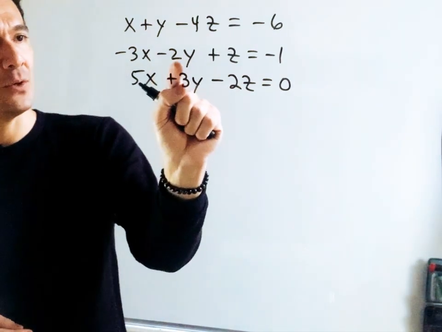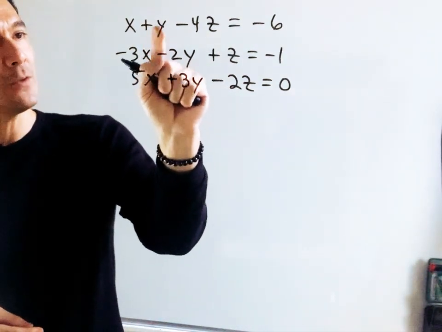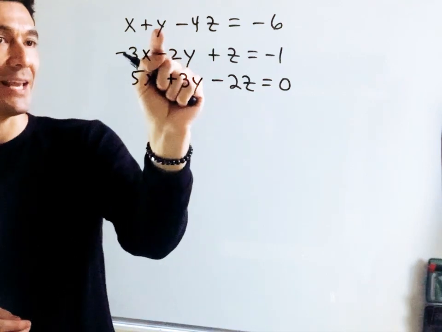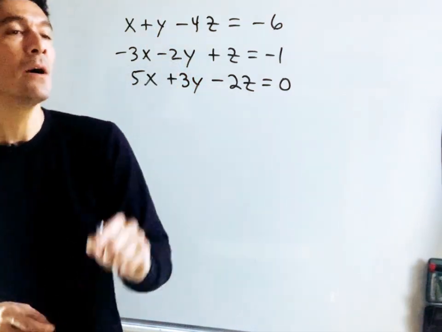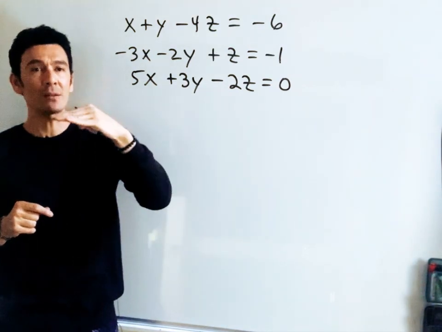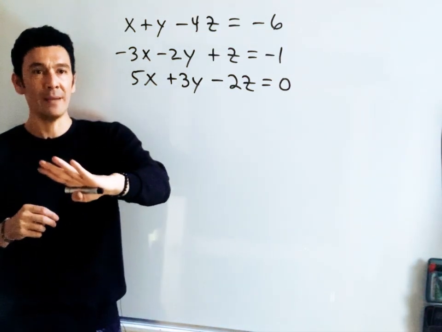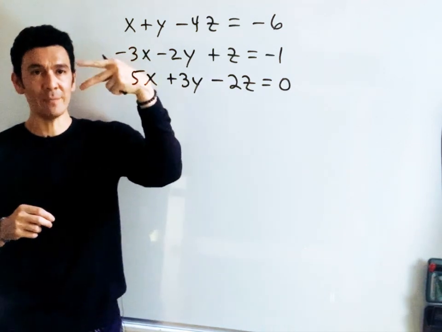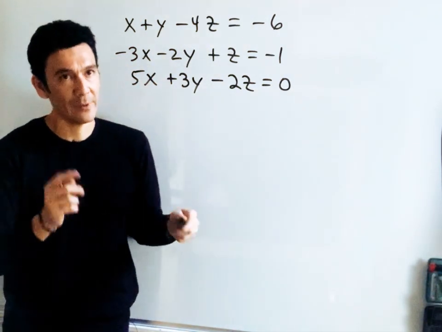This is -2 and this is +1. If we multiply this by 2, it'll say 2y, which would knock out with this. So how about we multiply the top equation by 2, keep the middle equation the same. Ignore the bottom equation for now. So top equation by 2, copy and paste the middle. Here we go.